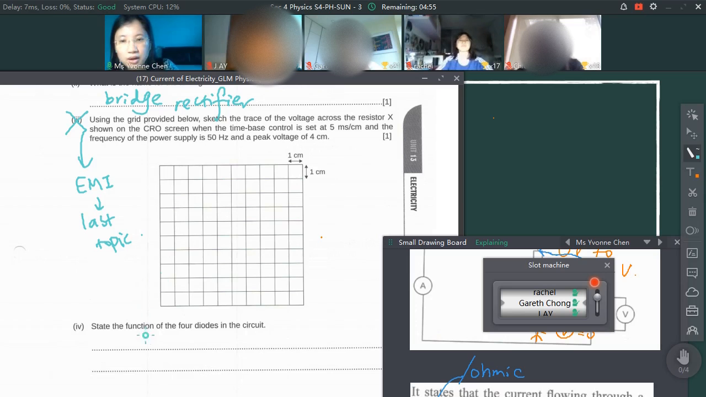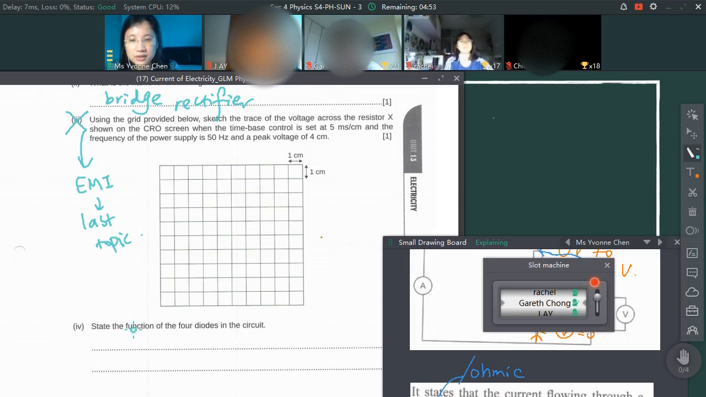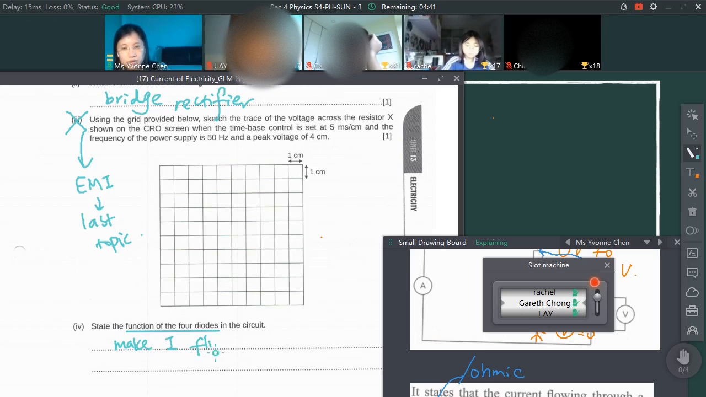What is the function of the 4 diodes in the circuit? What's the function of the 4 diodes? So you can say it makes the current flow through resistor X in one direction.